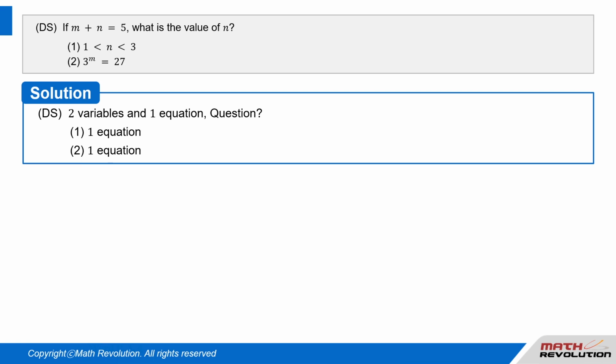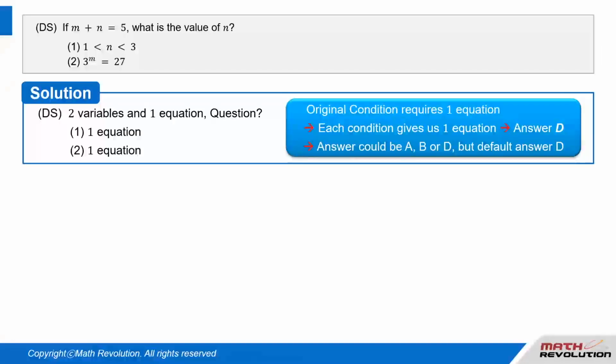Now, 2 variables and 1 equation would generally require 1 more equation for us to be able to solve for the value of the variables. We know that each condition would usually give us an equation, and since we need 1 more equation to match the numbers of variables and equations in the original condition, the logical answer is D. While the answer could be A, B, or D, the default answer is D. Answering the questions is truly that simple.